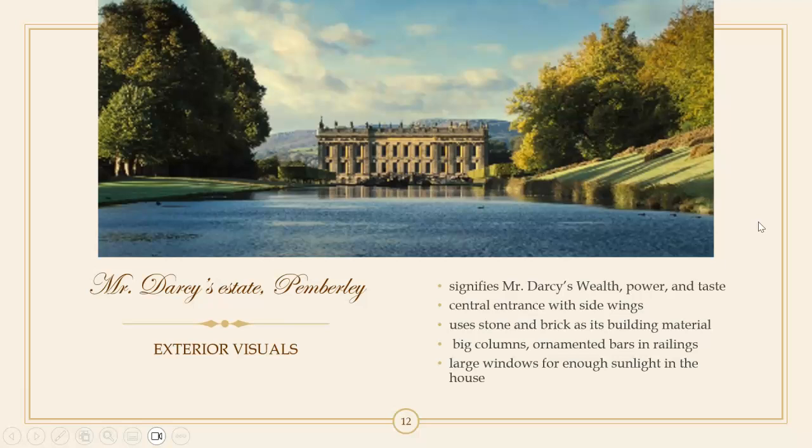This is one of the most significant structures of our entire story. This is Mr. Darcy's estate in Pemberley. Mr. Darcy is one of our main protagonists. You can see a large body of water with lawn surrounding it. It's symmetrical as well. This signifies Mr. Darcy's wealth, power, and taste. It had a central entrance with side wings, uses stone and brick as its building material, big columns, and ornamented bars in the railings. Again, large windows for enough sunlight in the house.